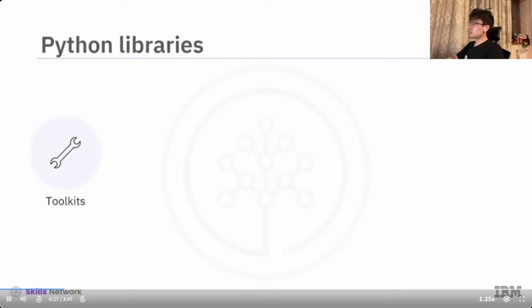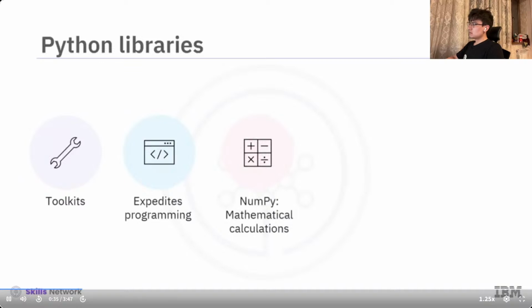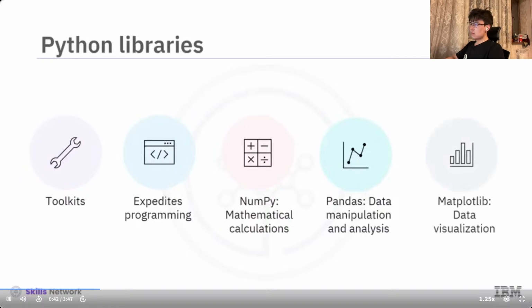Python libraries are like toolkits. Each library has specific tools to simplify and expedite certain programming tasks. Libraries like NumPy facilitate advanced mathematical calculations. Pandas offer data manipulation and analysis capabilities. Matplotlib simplifies data visualization. These libraries save developers significant time and effort in creating these functions.